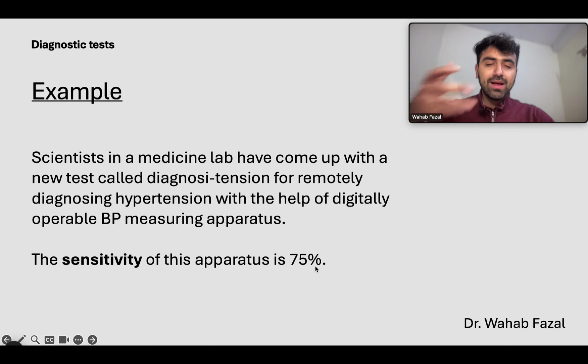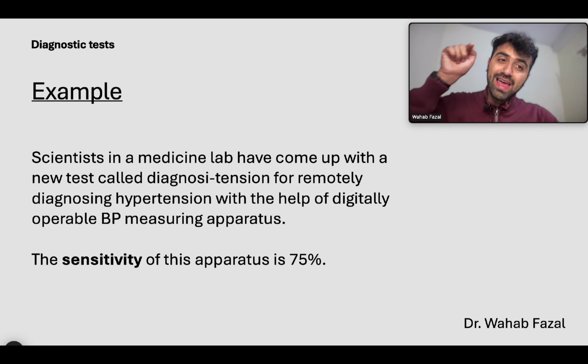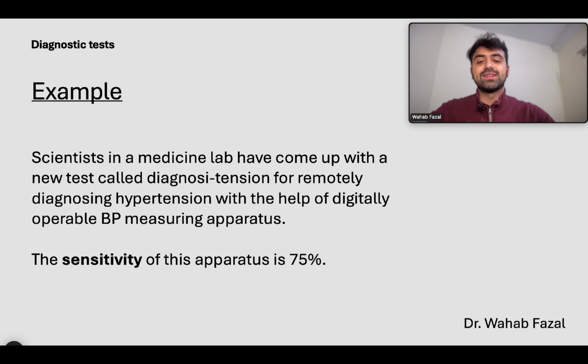What does this mean? Close your eyes and think about this in your head. In 100 diseased people, the test comes up true positive for only 75. It misses the rest of the 25 and calls them negative, which is false negative, even though these people have the disease. This is the sensitivity of this apparatus. So fill the 3 by 3 table. I'm going to take a moment to pause and you fill the 3 by 3 table if you can.